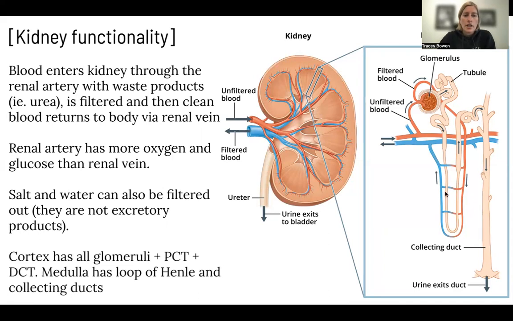And then the cortex here, which is the outer layer of the kidney, is where the glomerulus, the proximal convoluted tubule and the distal convoluted tubule are. So this whole section here is in the cortex. And then this part, the collecting duct and the loop of Henle, which are both water reabsorption areas, are in the medulla.